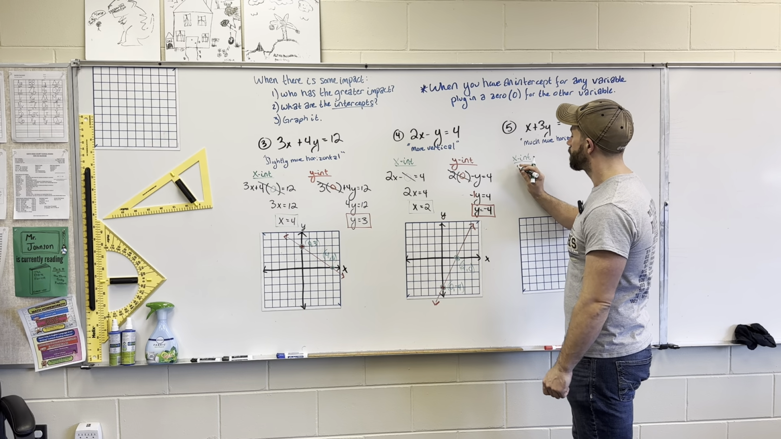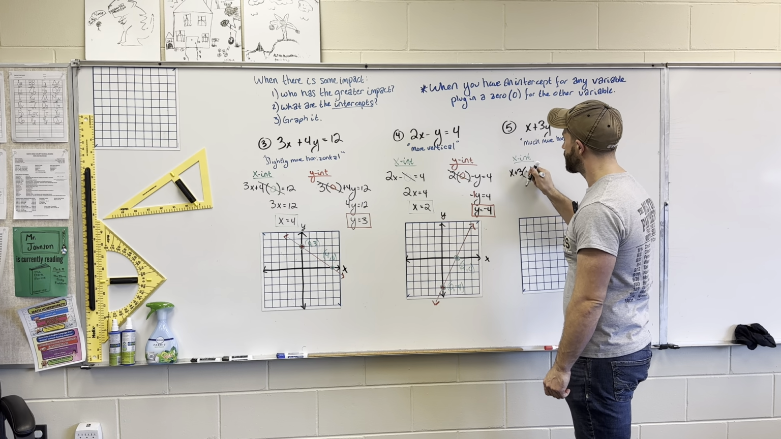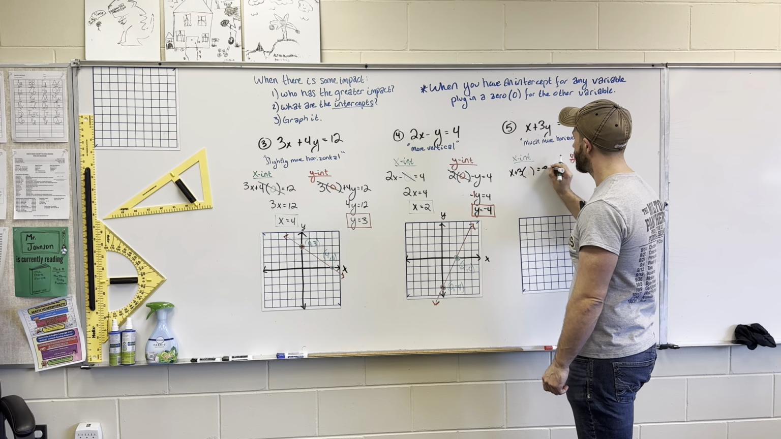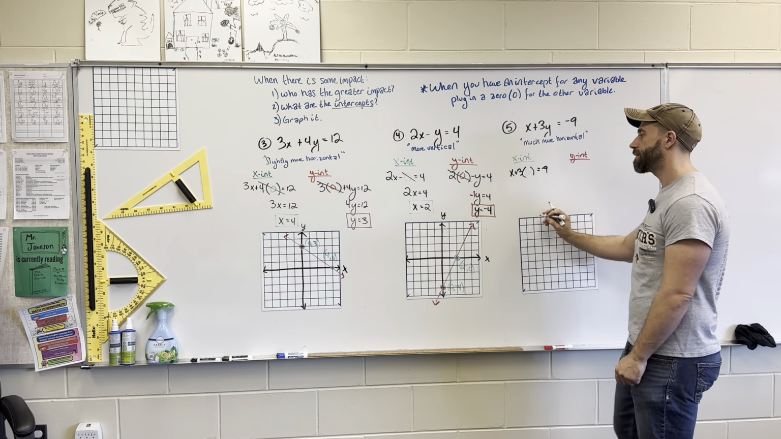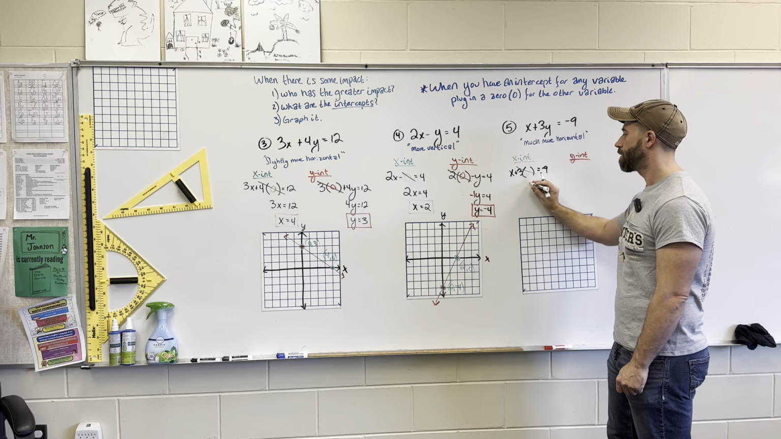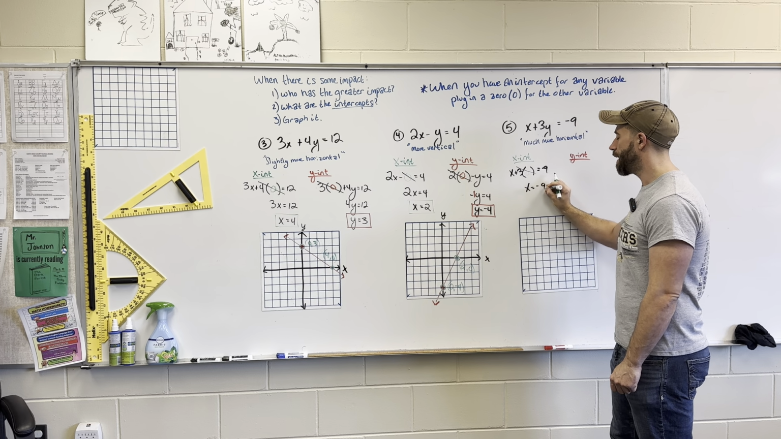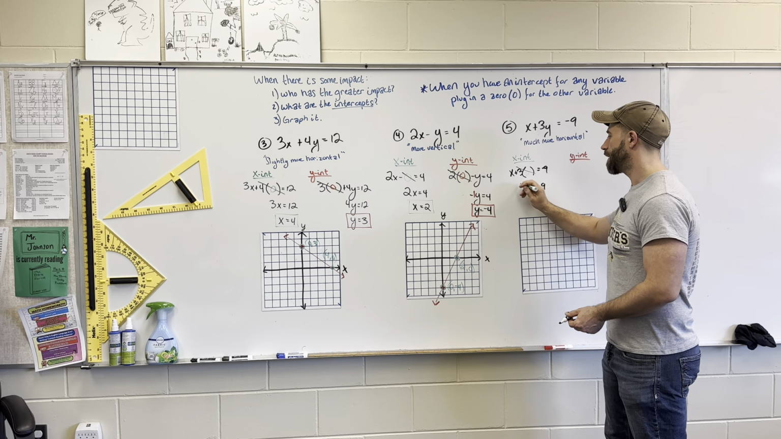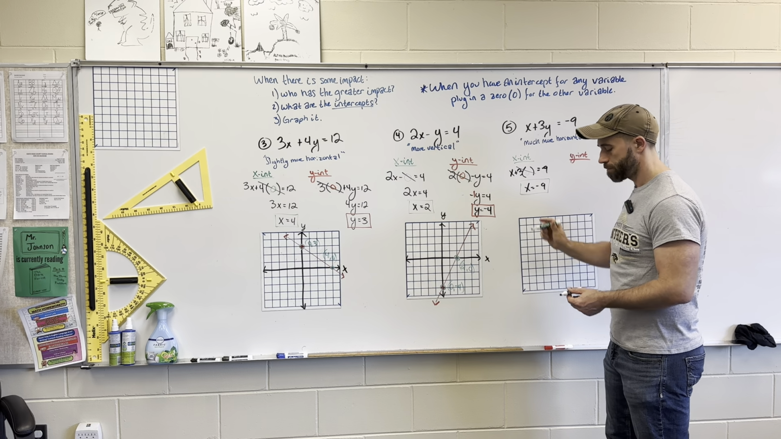I'm going to plug in a 0 for the y. So I have x plus 3 times 0 for the y equals negative 9. I know anything times 0 is just 0. It cancels it out, which leaves me immediately with my x-intercept of negative 9.